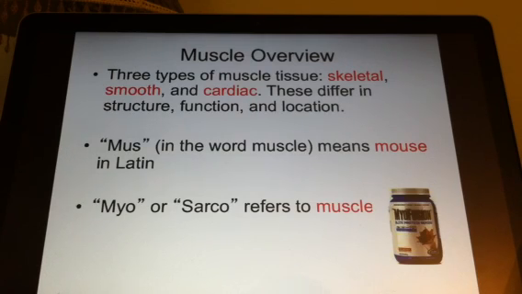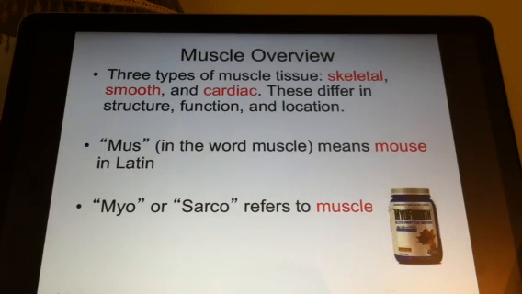As you know from the previous slide, we just talked about the three different types of muscle in the body: skeletal, smooth, and cardiac. They do differ in the way that they look, the way that they accomplish things, what they function, and even where they are. So during this chapter, we'll be talking more about the three different types, but for now we want you to know what those three different types are and anchor them in your head.